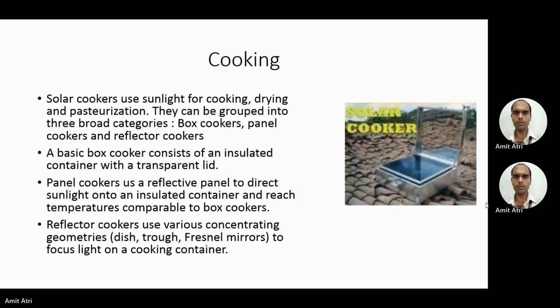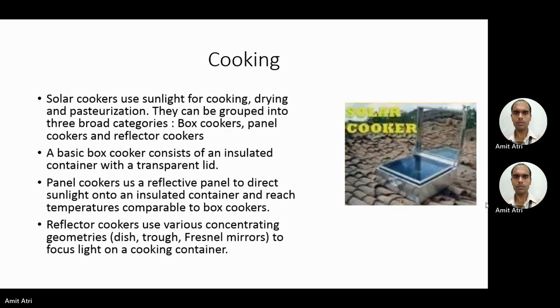Next application, cooking. Even in households, we can use solar cooking. Solar cookers use sunlight for cooking, drying, and pasteurization. They can be grouped into three broad categories: box cooker, panel cooker, and reflector cooker.